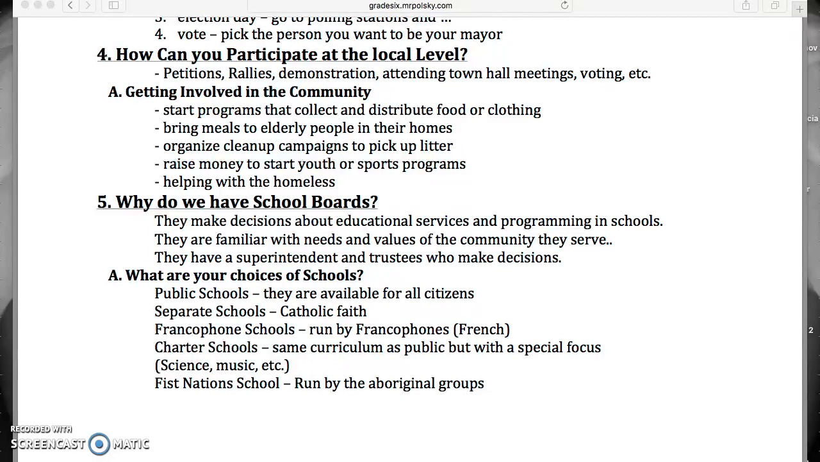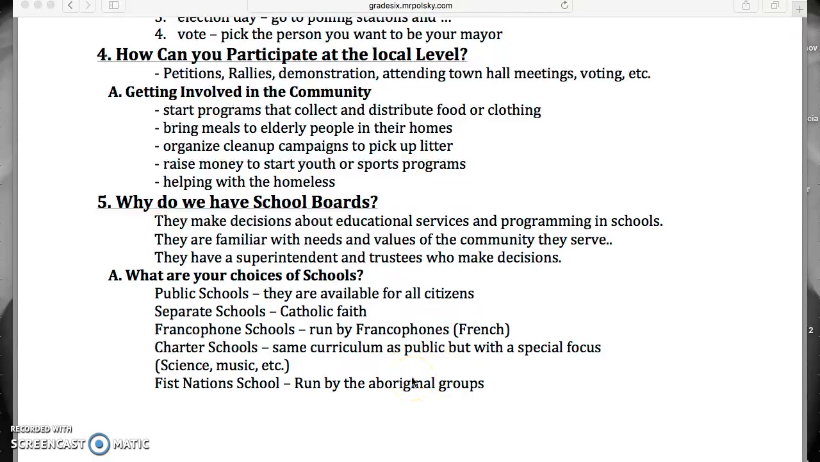There's also charter schools. So charter schools learn the same kinds of things that you guys do, except they aren't part of a government board. They have their own small school board. So usually it's consisted of parents who make decisions for the school. They sometimes have a special focus, so maybe they're more of an academic school, maybe they focus more on technology or music, but they have their own board. And then there's First Nations schools that are run by our First Nations groups. It says Aboriginal here, but that's no longer a term that we use, First Nations.